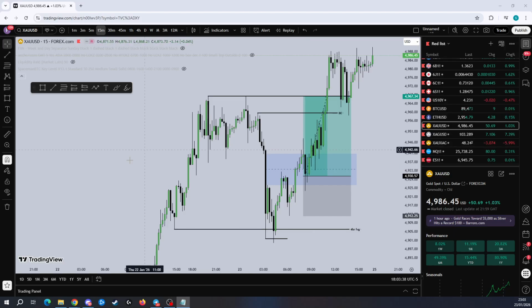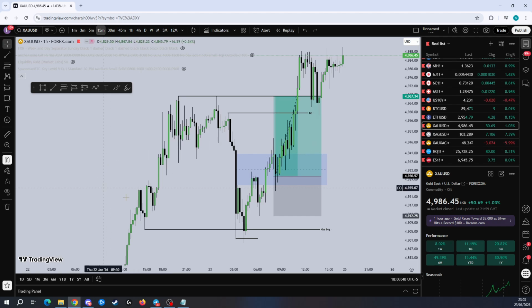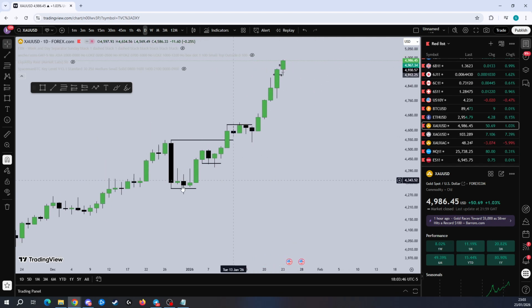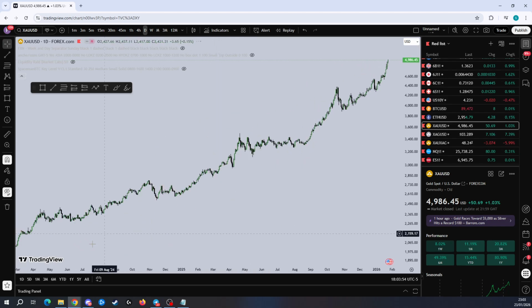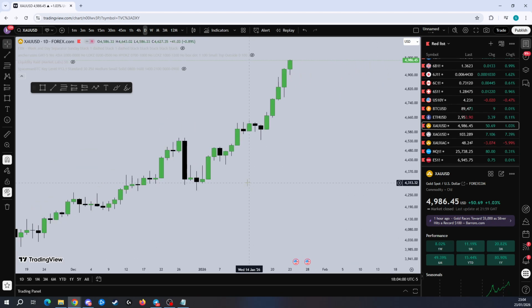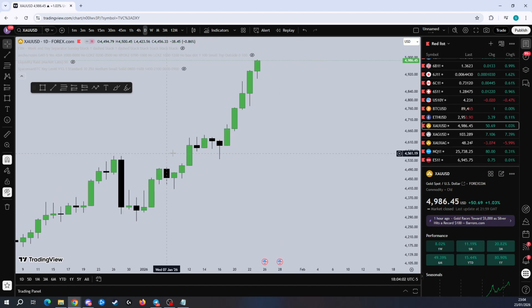Alright, so we're gonna do a quick trade breakdown for this gold long that I took today. So we start from the daily. We can see that gold is in a heavily bullish trend right now. You can even see for the last few years, gold has been heavily bullish, right? After we broke above all-time highs, every daily candle has been bullish, right?